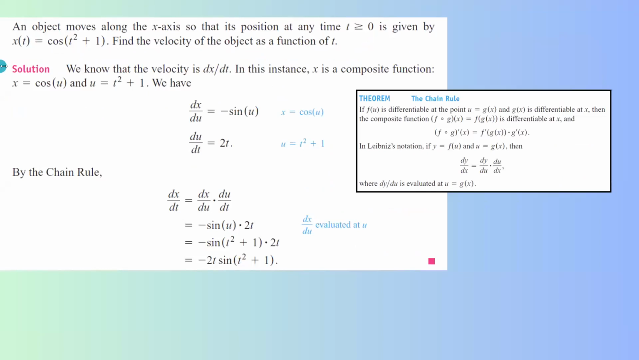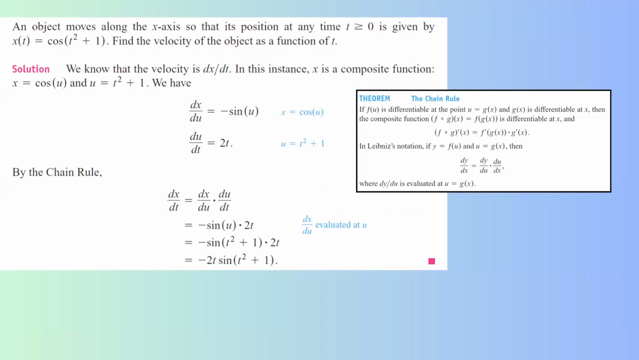Now regarding the chain rule, an object moves along the x-axis so that its position at any time is given by x of t equals cosine of t squared plus 1. Find the velocity of the object as a function of t. We're going to apply the chain rule. But how? We want to find the rate of change, right? What is the rate of change of x with respect to t?